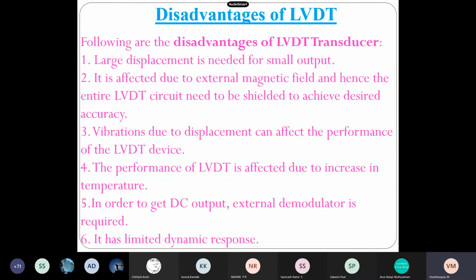And when we are concerned about DC output, a demodulator is required, and a larger displacement is needed even for a smaller output. Those were a few drawbacks of the LVDT.